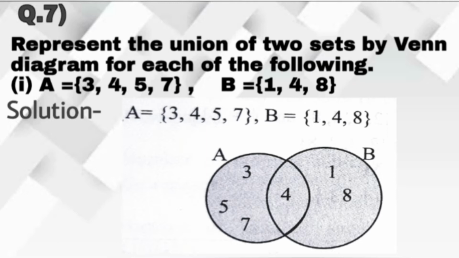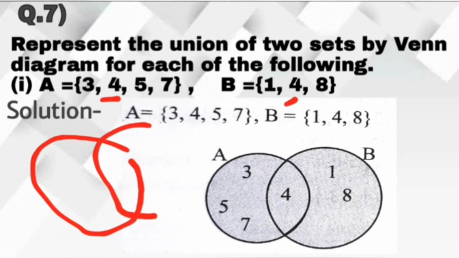Okay, so first of all, let's make a closed figure. इसमें कुछ common है. Yes, 4 is the common element in both the sets. So हमारा diagram कैसा आएगा? 2 circles and it should be overlapping, intersecting. Okay, so this will be our Venn diagram.